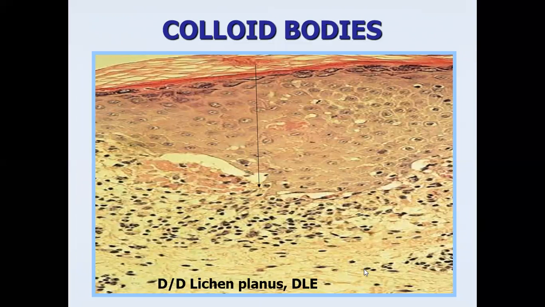Colloid bodies. Colloid bodies are degenerated or dead keratinocytes which are seen as clumps within the upper dermis. And colloid bodies are seen as a part of interface dermatitis. In interface dermatitis, there is degeneration of the basal layer, and these degenerated basal cells fall down into the dermis in the form of colloid bodies.